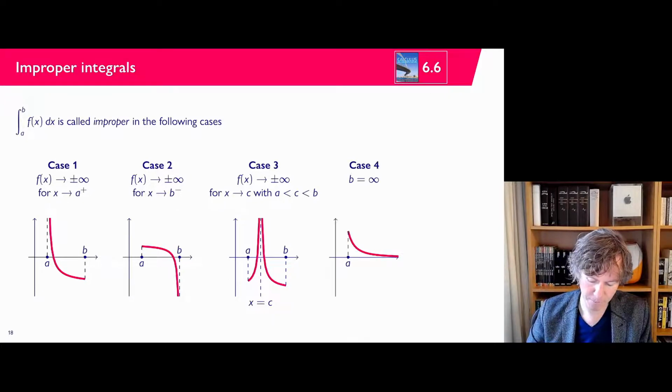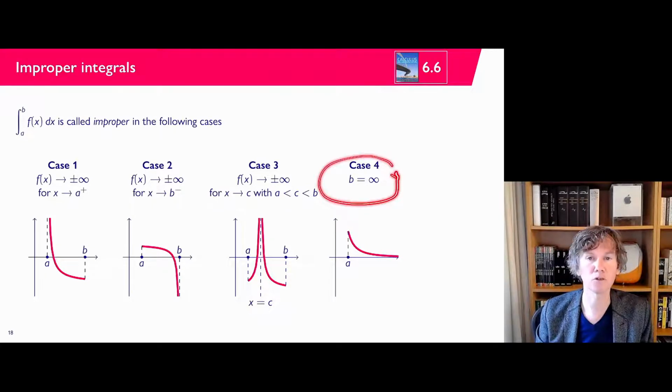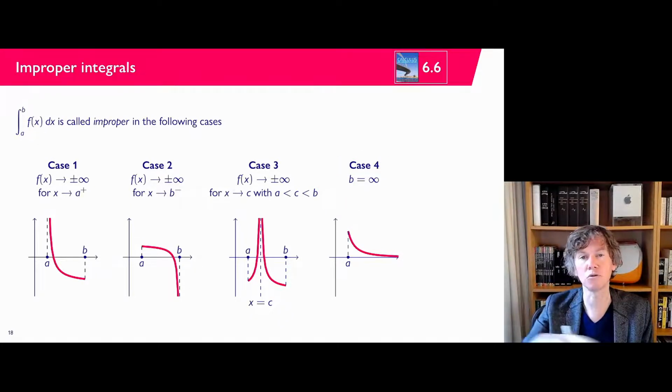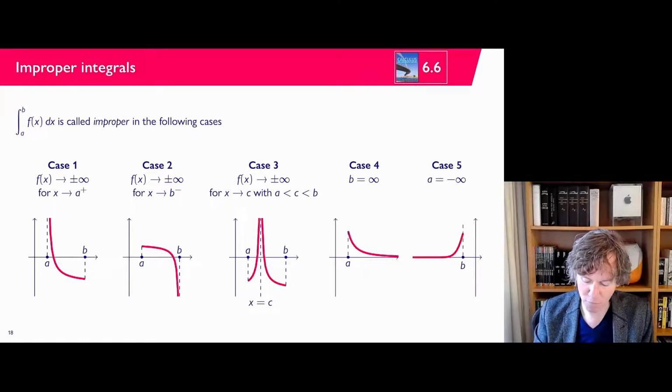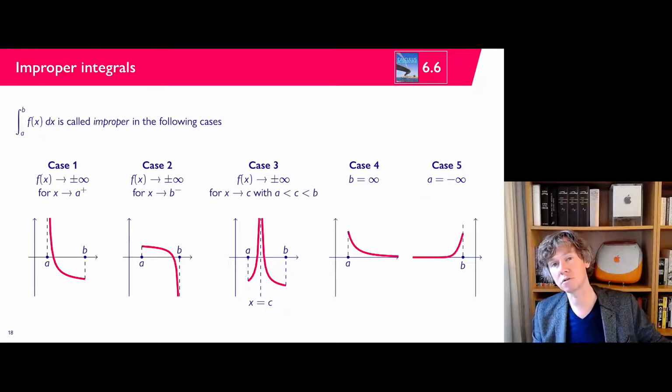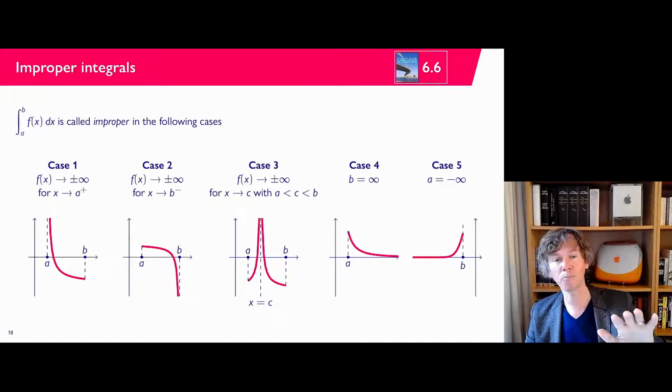And then next, if the interval is unbounded, so the right point b is actually infinity. So you are looking at an integral from some constant a to infinity. And then the last, you can probably guess what it is, case 5, if a equals minus infinity. So we're trying to compute an integral from minus infinity to some fixed value. So these 5 cases are called improper integrals.